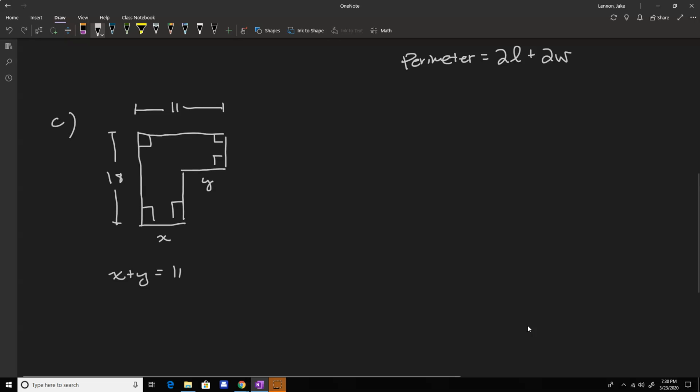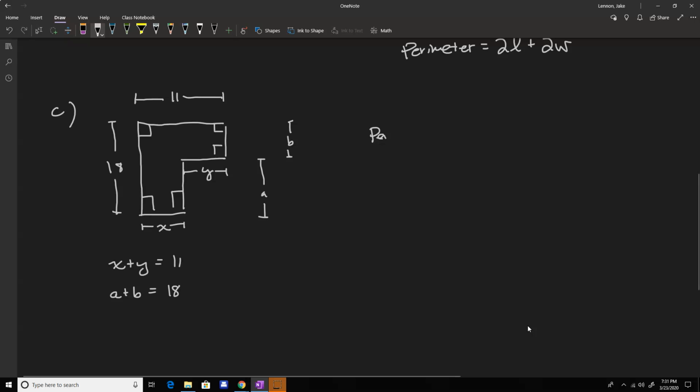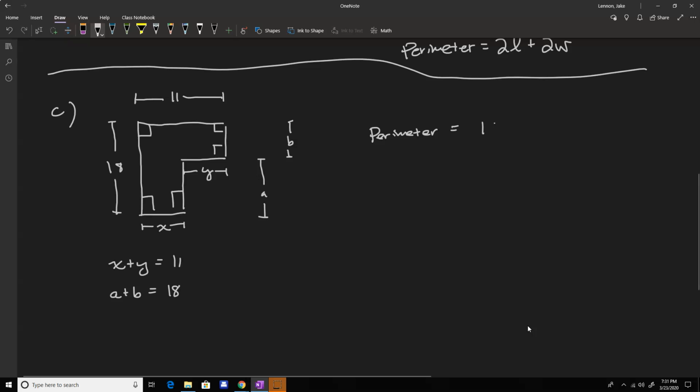And if Y was this piece and X was this piece, and then maybe we call this piece right here A, and the piece on top B, then we know A plus B has to add to the vertical measurement, which is 18. So the perimeter of this entire geometric figure is still just 18 plus 11 plus 18 plus 11, which is 36 plus 22, which is 58.